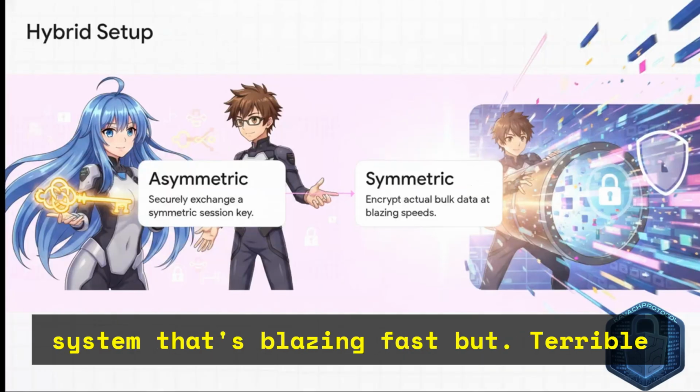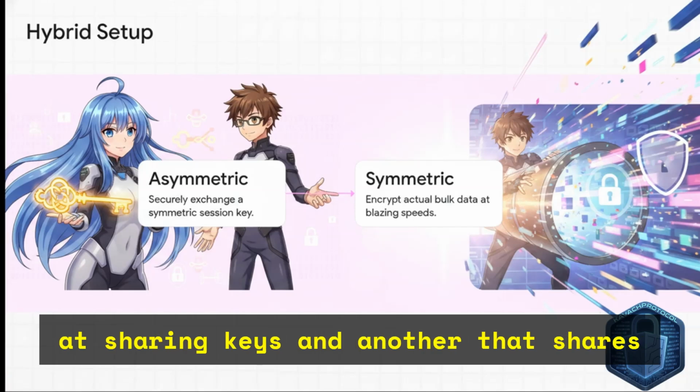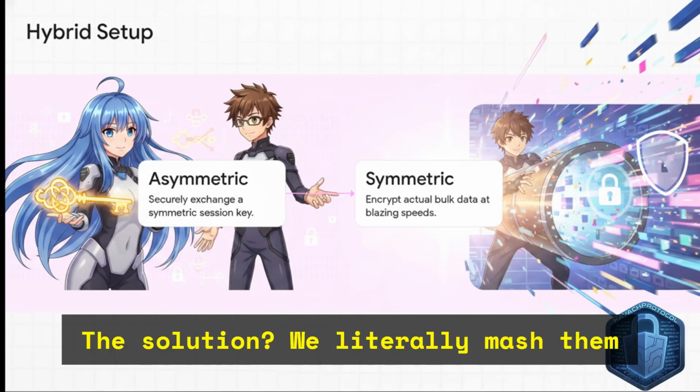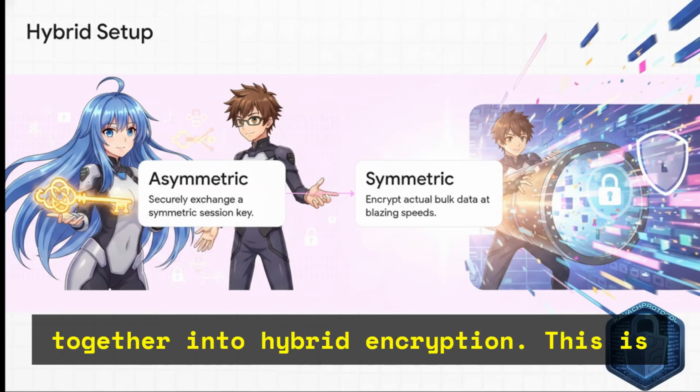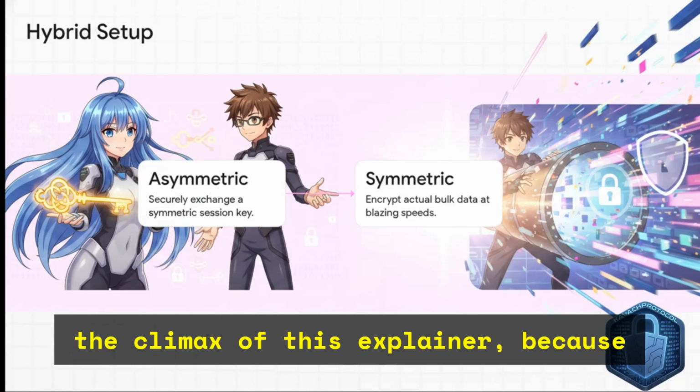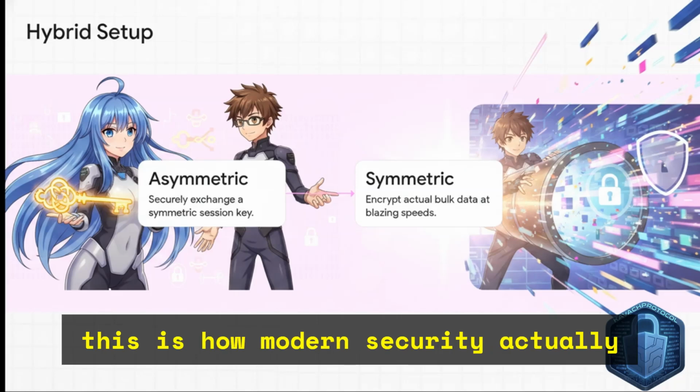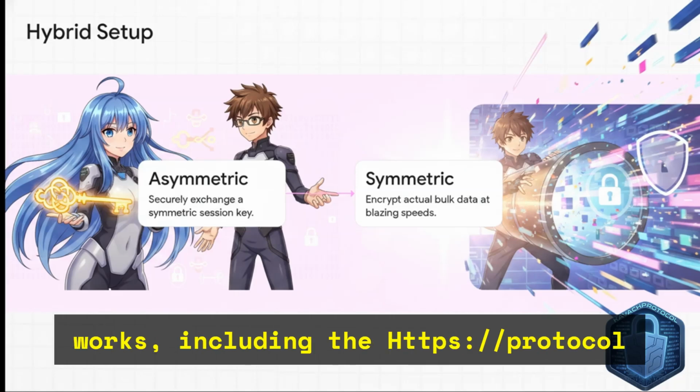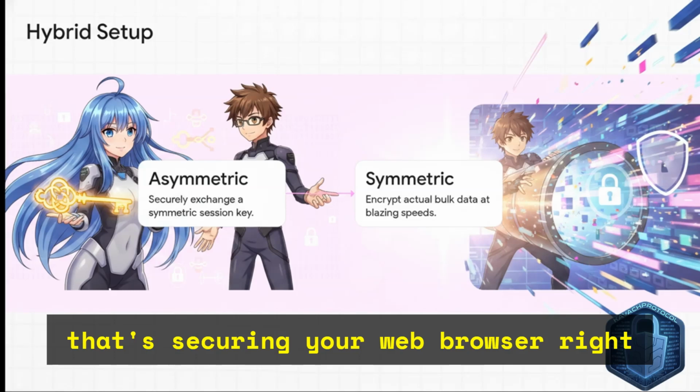Okay, we've got one system that's blazing fast but terrible at sharing keys, and another that shares keys flawlessly but moves like molasses. The solution? We literally mash them together into hybrid encryption. This is the climax of this explainer, because this is how modern security actually works, including the HTTPS protocol that's securing your web browser right now.